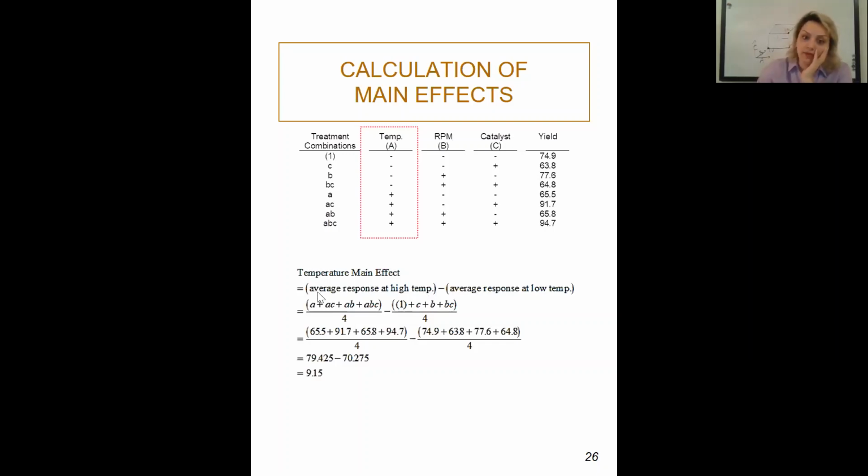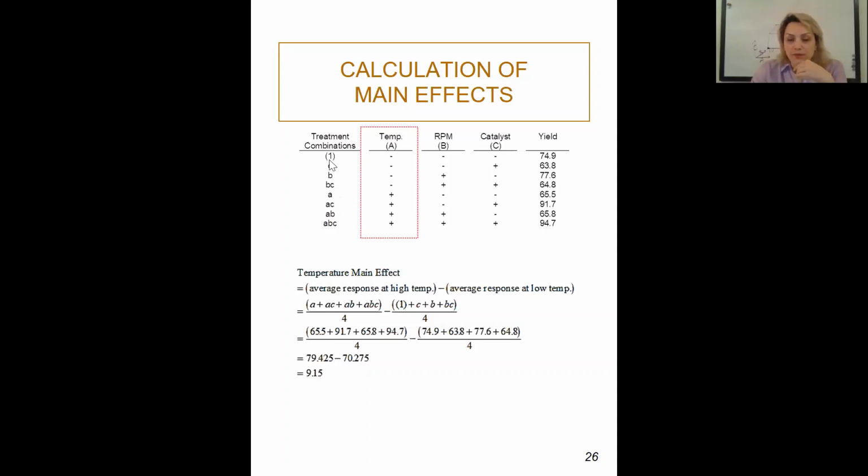So for temperature main effect, we said that whatever average that we have on the high, minus whatever average that we would have in the low. So that's going to be divided by the number of the observations that we have. So here, for example, when we are talking about the temperature, look at this, this is run number 1, 2, 3, 4, up to 8, right?